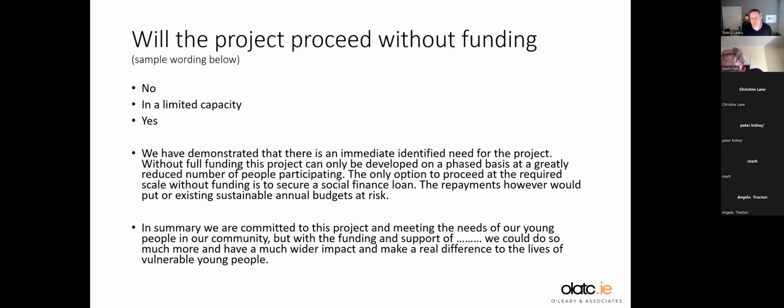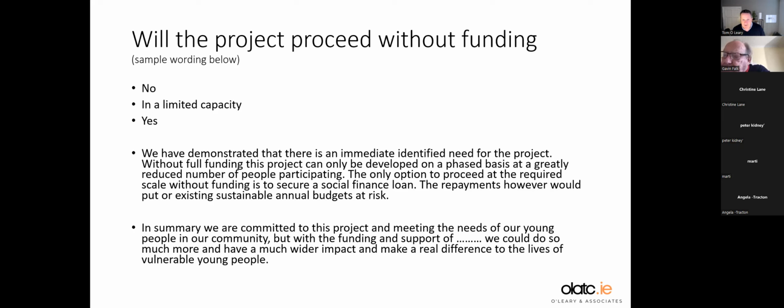The next question people struggle with in a lot of applications is, if they ask the question, will the project proceed without funding? Most people will say no, it won't. Some people say yes, it will, and then you can put in the option of in a limited capacity. In my experience, if we're filling in an application form, we normally don't say no, the project won't happen without funding, okay? Because what you're saying to them there is you're kind of putting a gun to their head, basically saying, look, if you don't give us funding, it's not going to happen, right?